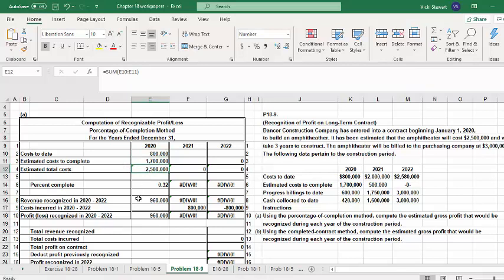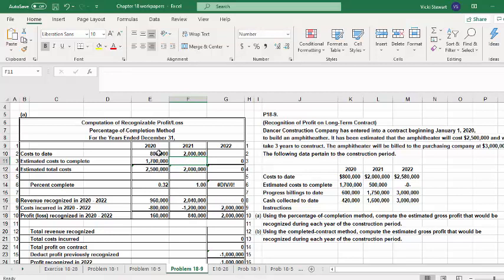The spreadsheet has calculated the amount of revenue by taking the total contract price of $3 million and multiplying it by the 32%. So we would recognize in 2020 $960,000 of revenue. We would record expenses for $800,000 of the cost, and we would recognize gross profit on the contract of $160,000.